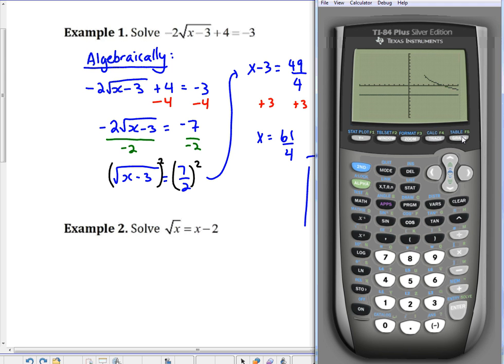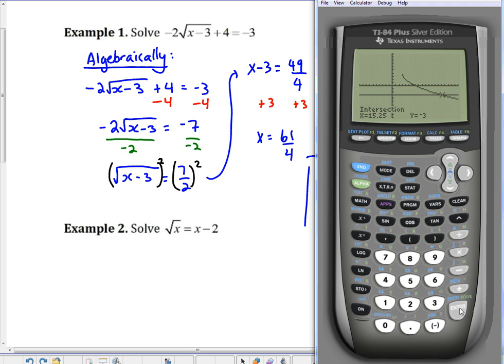You have to be able to see your intersection point. We can't see it, so I need to go this way. I need to make x larger. So go to our windows, and let's just make the x max 20. Sure. Let's try that. Perfect. We can see the intersection. Okay, now what? Second trace. 5. Enter, enter, enter. Now, gives me 15.25.